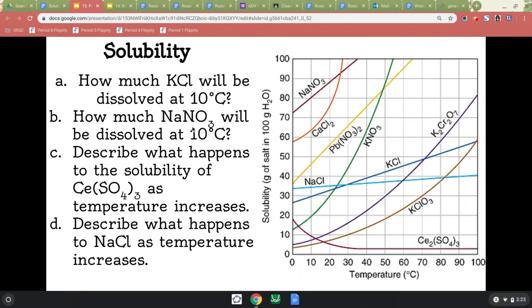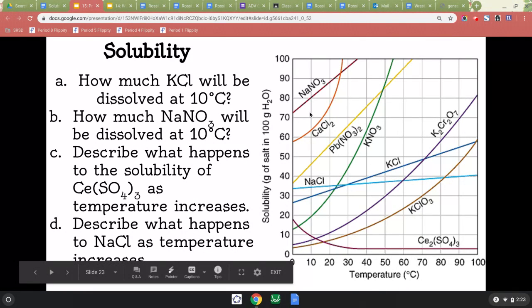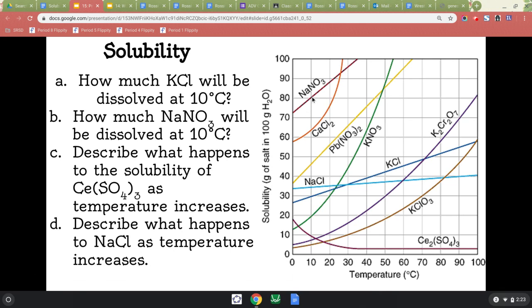It's not going to dissolve any more than that, so 30 grams of KCl would be my answer. How much NaNO3 will be dissolved at 10 degrees Celsius? So I find my sodium nitrate up here, NaNO3, and 10 degrees Celsius. Again, I want to follow that all the way up till I intersect with that line. And at 10 degrees Celsius, 80 grams of NaNO3 can be dissolved. And remember, this represents completely saturated. So that's the maximum that can be dissolved. If you kept adding more, it would just clump on the bottom. It can only dissolve up to that 80.